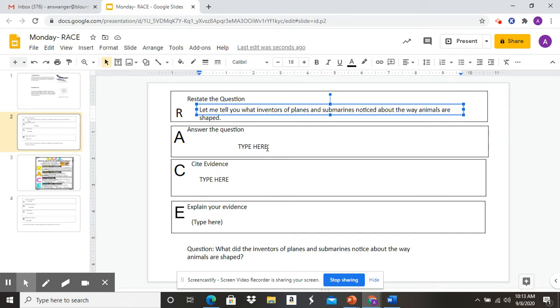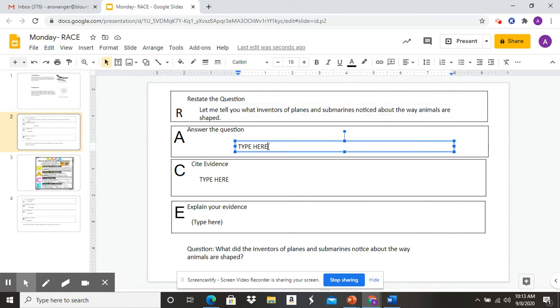Now I need to answer my question. So what did the inventors notice? Well, they noticed that they were shaped special and that allowed them to be able to fly and swim. Okay, so there's my answer. They noticed they were shaped in a special way that allowed them to fly and swim, right? Okay. So now I've restated my question and I've answered my question. So let's read what I have so far.